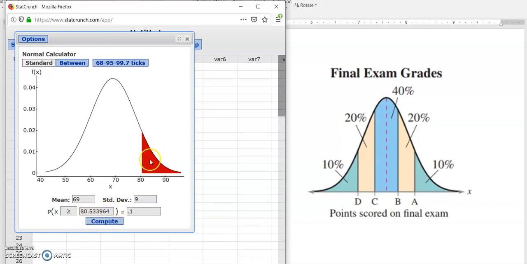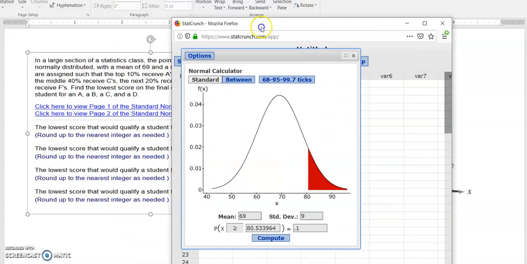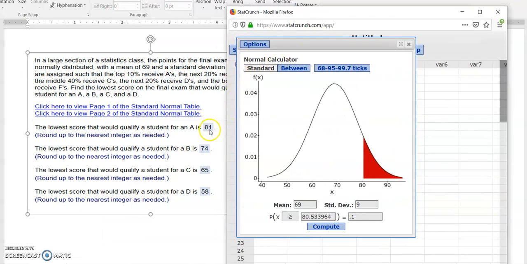So you can see how the red shaded area corresponds to the green shaded area. So this cutoff number right here is going to be 80.5. And if we look over here, we round that up to 81. So let's just do a couple more.